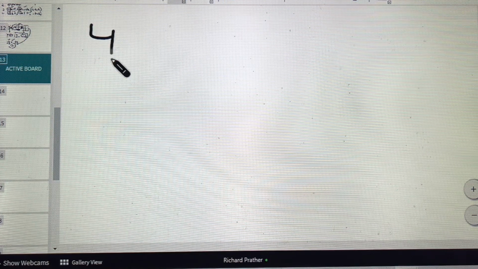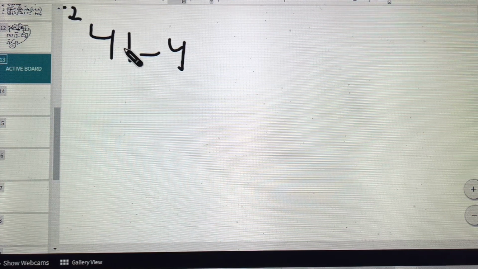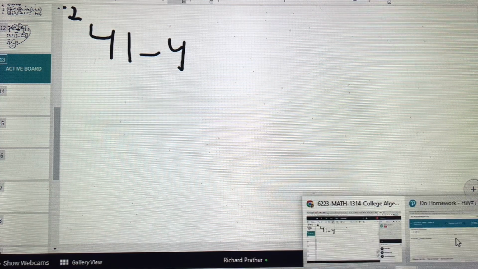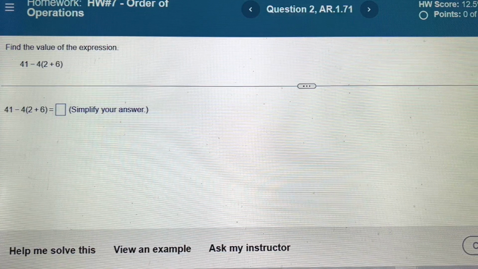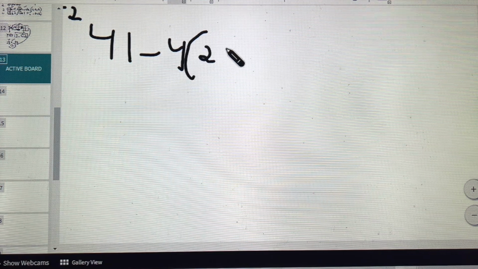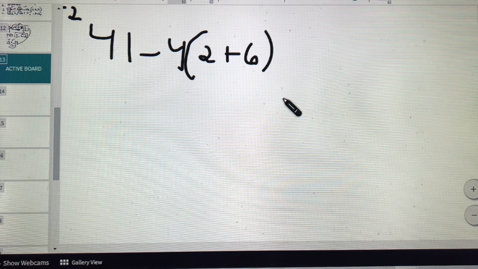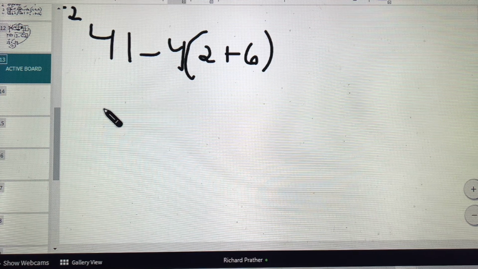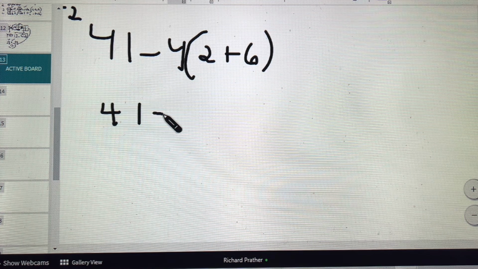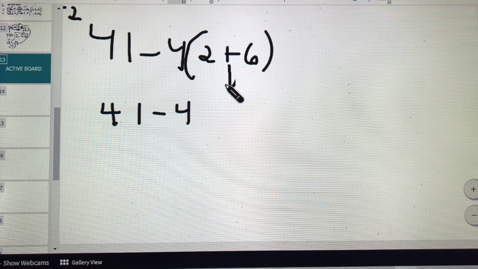41 minus 4. This is number 2. 41 minus 4, parenthesis 2 plus 6. Now parentheses can mean times. It's a shorthand way to write times without having to put in like an X or a dot. Okay, so I do have a parenthesis. Then we must do that first. No option at all. We need to do this parenthesis first.